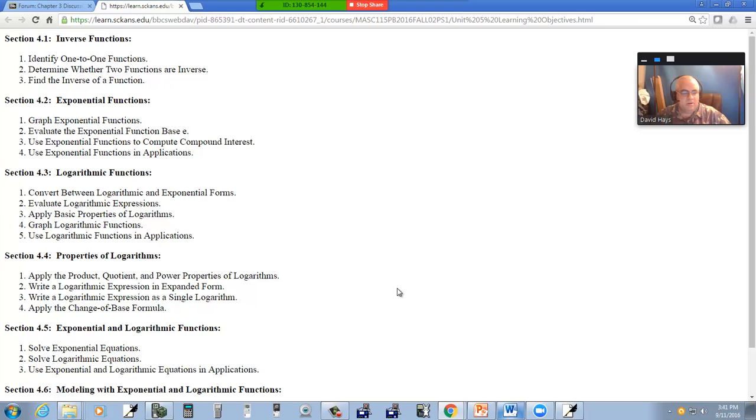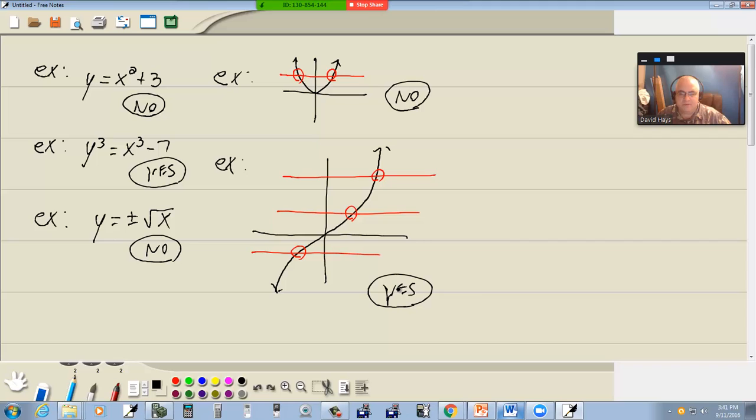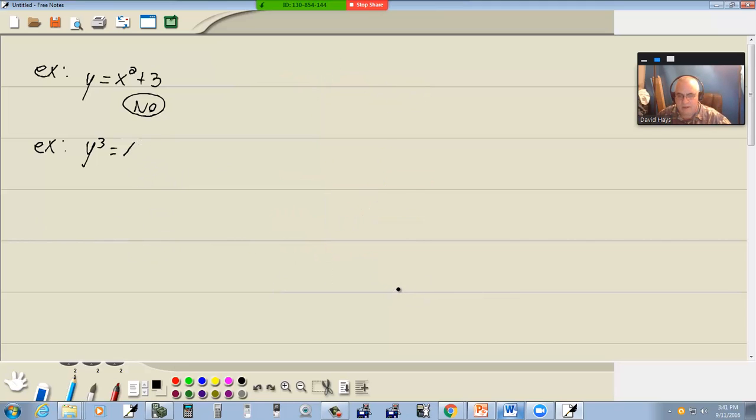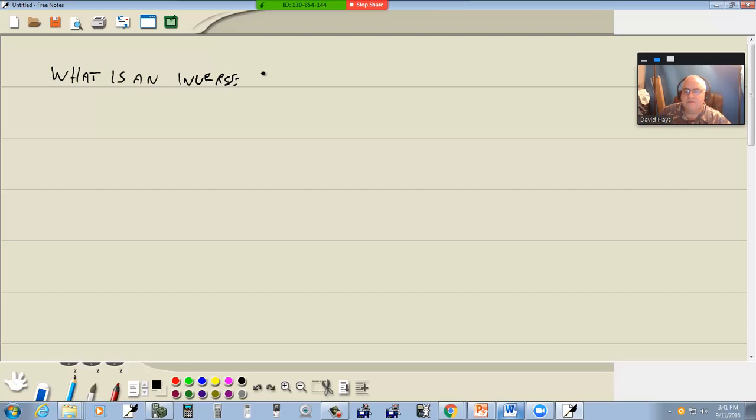Now, next part starts talking about what an inverse is. So let's go over that. Let's take a look at what is an inverse. This will be graphically.